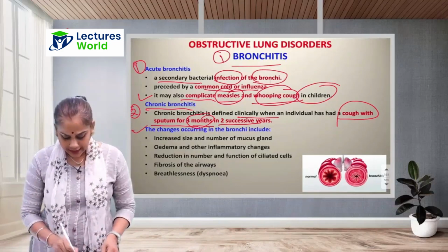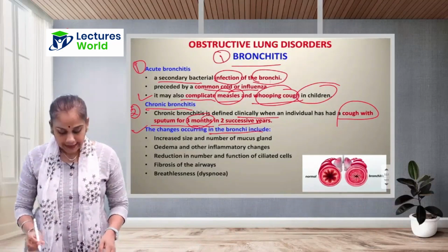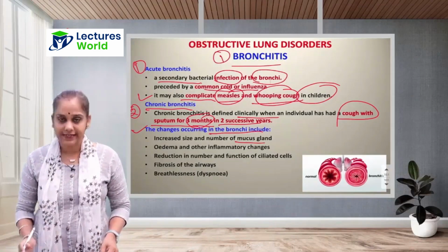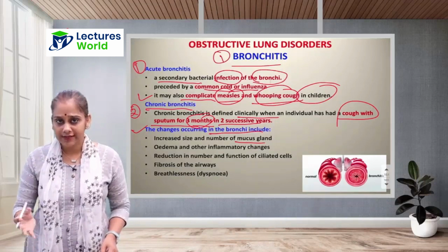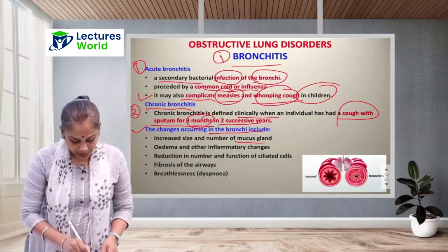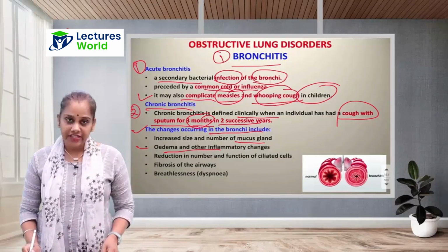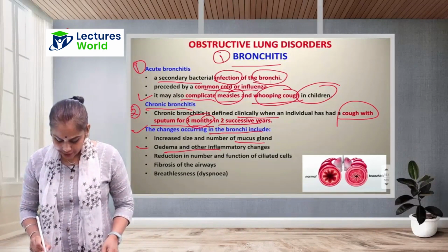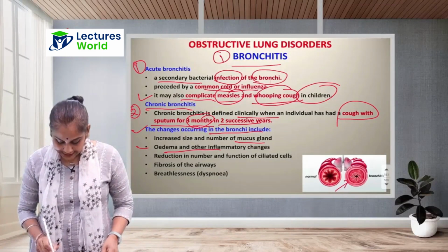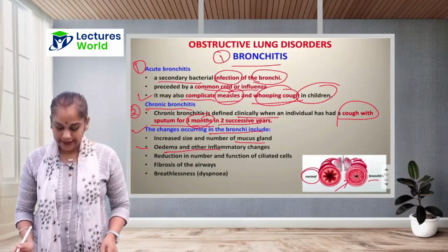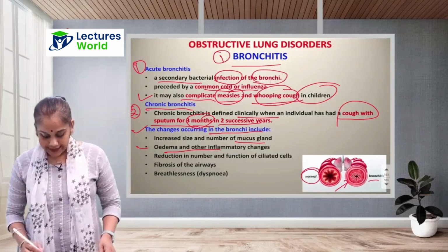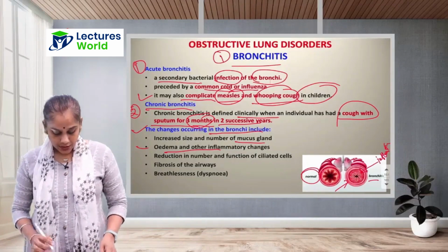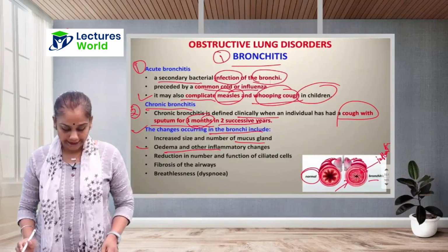The changes occurring in the bronchi include increased size and number of the mucus glands, so more mucus will be secreted into the bronchi. There is also edema and other inflammatory changes in the wall of the bronchi. You can see in the figure this is the normal and this is the bronchitis, with more inflammation in the wall of the bronchi.